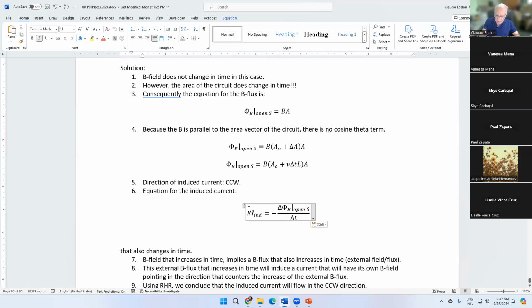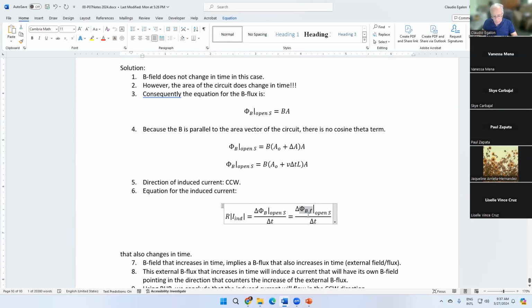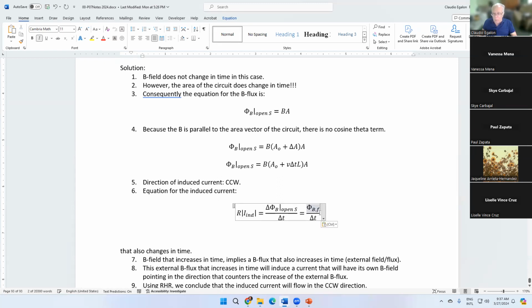But we are talking about the magnitude of the induced current. It's going to be like that. Since we are taking just the magnitude of the induced current, we don't need the negative sign in there. Change in magnetic flux is going to be the final magnetic flux, minus the initial magnetic flux. I'm going to erase that part here just to simplify the notation.